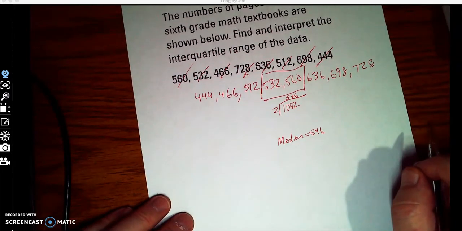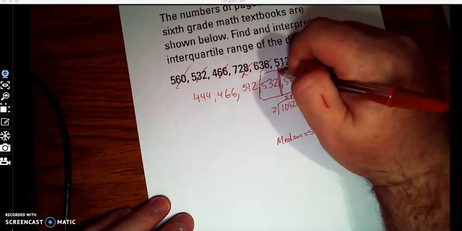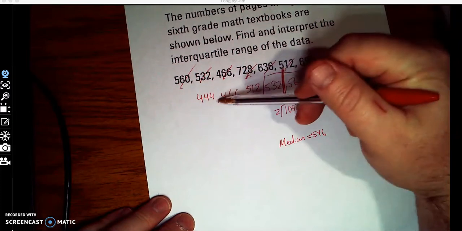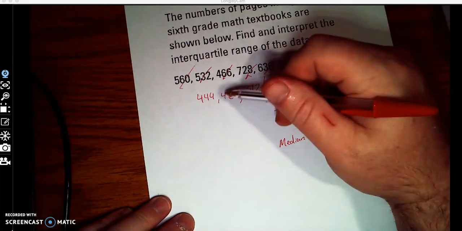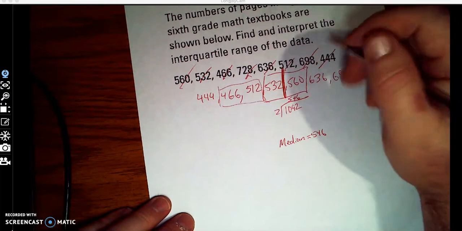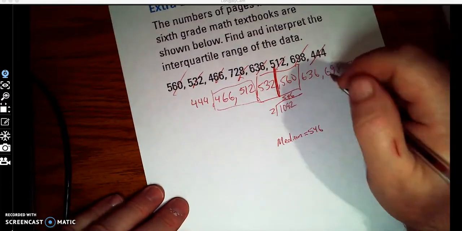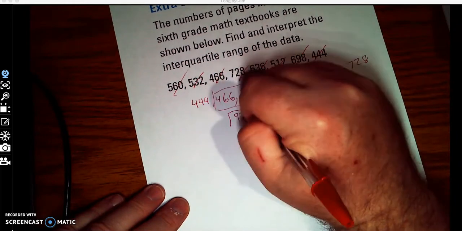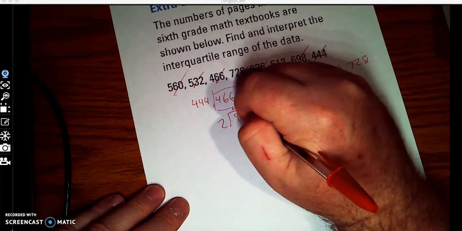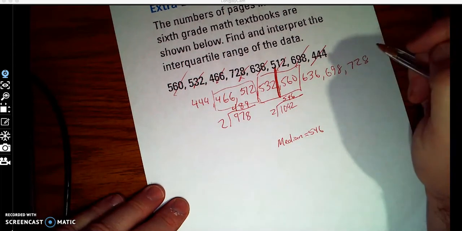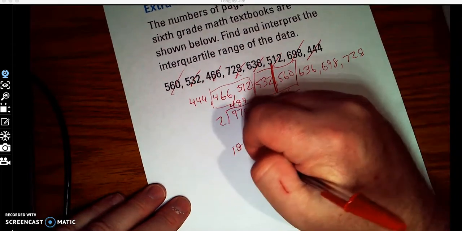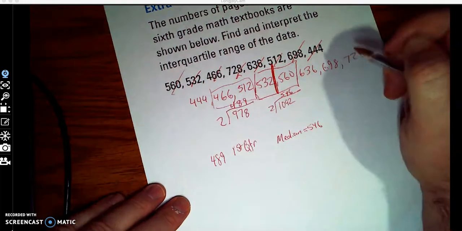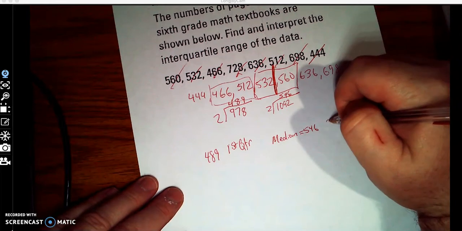Okay, so now what you do is you draw a line right there. That's where your median is. So how many numbers do you have below it? You have 4 numbers below it. So you find the middle 2 numbers, 466 and 512. You add those up again, and you get 978. Divide that by 2. You get 489. So our first quartile is 489.